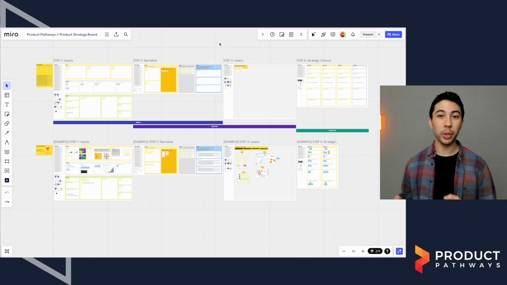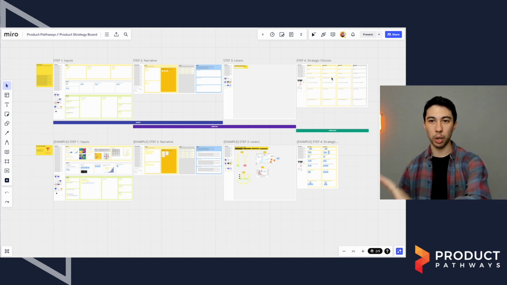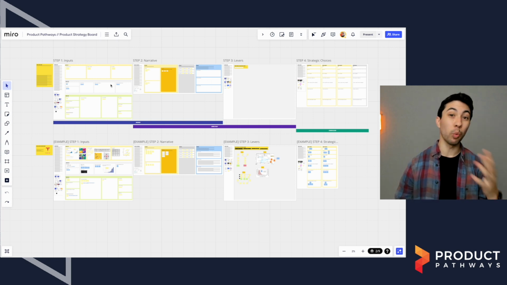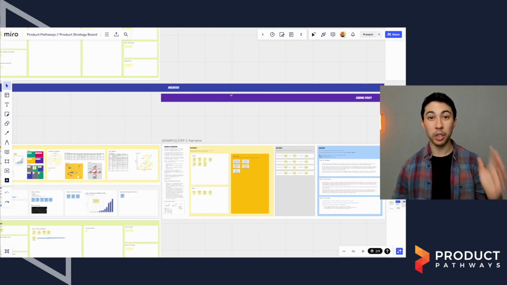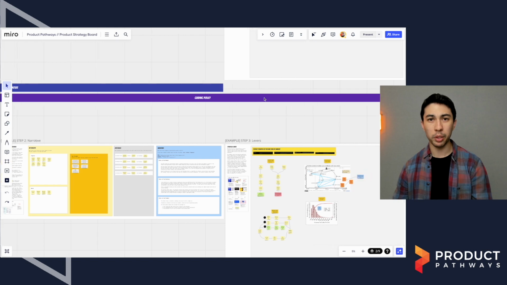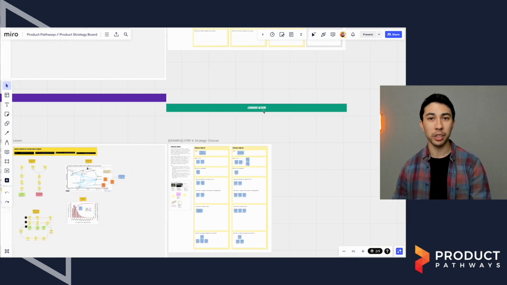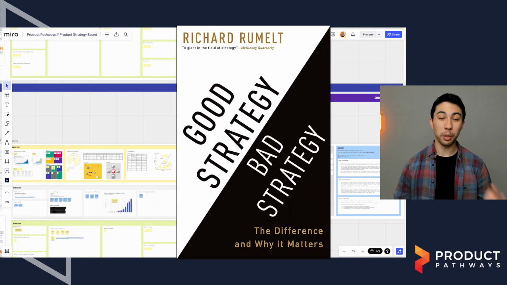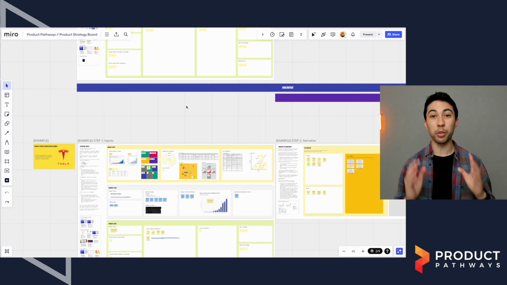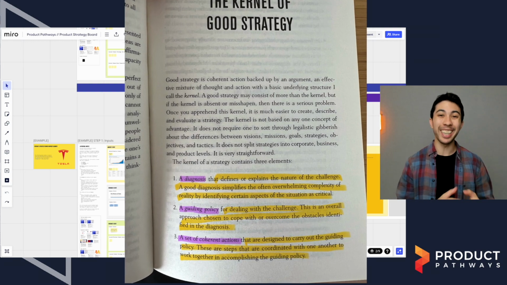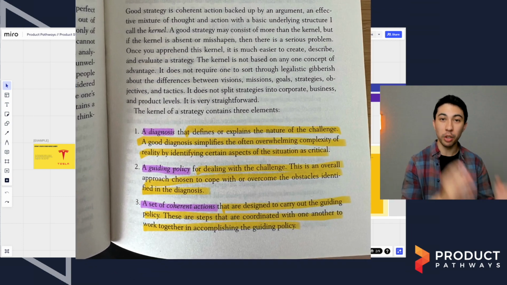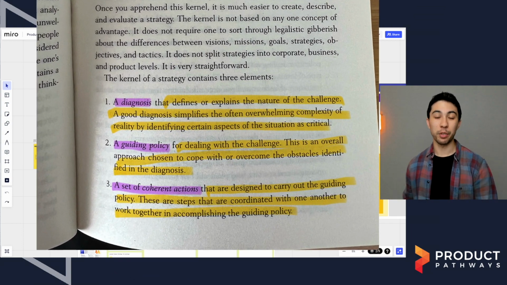Let me walk you through each one of these steps. What you'll see on the board immediately is the blank template along the top here. There are 4 steps, and I'm going to walk you through all of them. I have this underneath where we have the diagnosis, guiding policy, and then a set of coherent actions, which mirrors the book Good Strategy, Bad Strategy, and Richard Rumelt's process of saying that the kernel of a strategy is these 3 things: a diagnosis, a guiding policy, and a set of coherent actions.